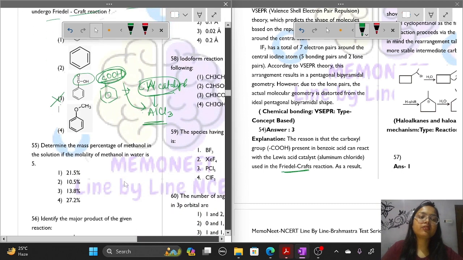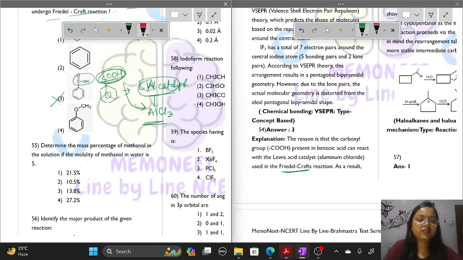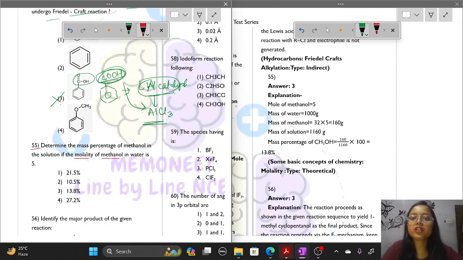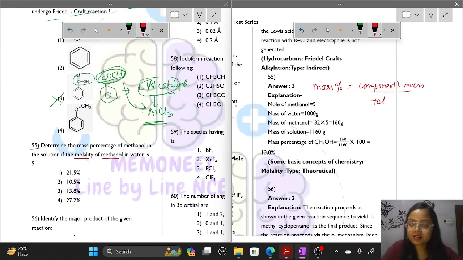For the next question, question number 55. Determine the mass percentage of methanol in the solution if the molality of methanol in water is given. Okay, we have to find out the mass percentage of methanol. So let us see. For question number 55, what is the formula for mass percentage? The formula for mass percentage is component's mass divided by total mass into 100. Okay, this is the formula for mass percentage.